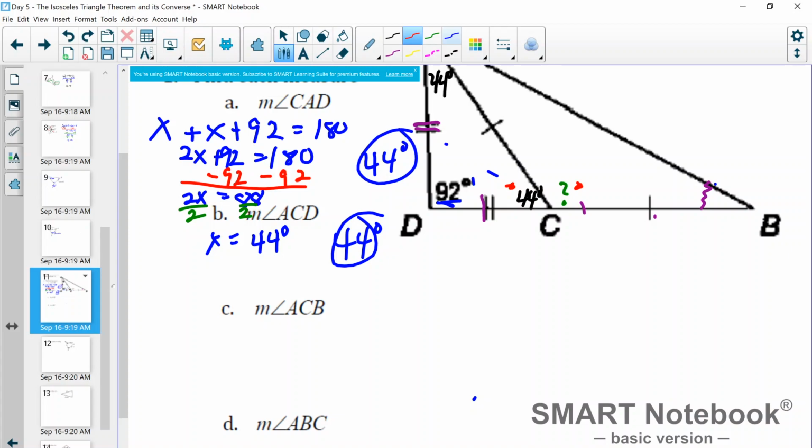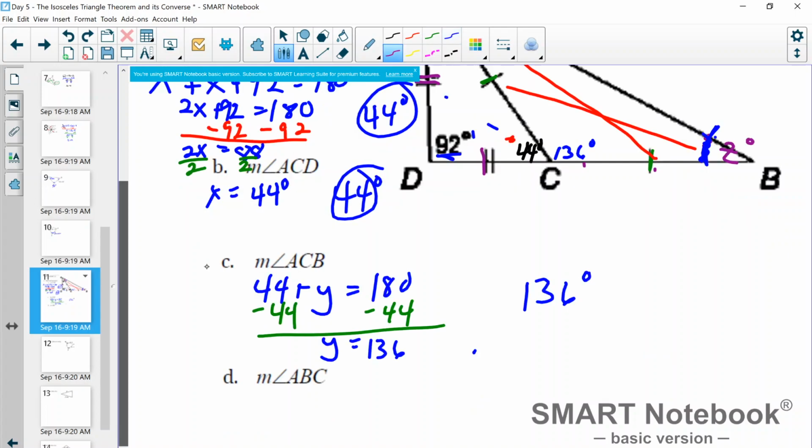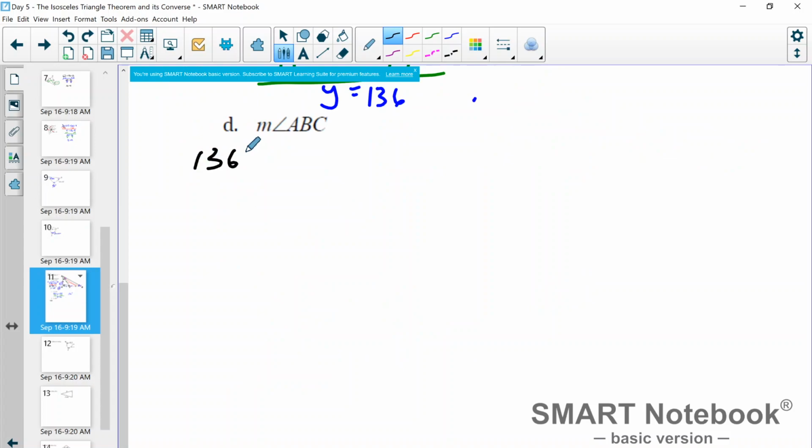So previously we used X. Last time we used Y. We'll use Z this time. So here in the corner, we'll say this is Z degrees. And because the two angles are the same, this is also going to be Z degrees. In a triangle, if I add up all three angles, I'm going to get 180 degrees. So if I take the 136 degrees that we have for angle ACB, and I add in the Z and the Z, I'm going to get 180.